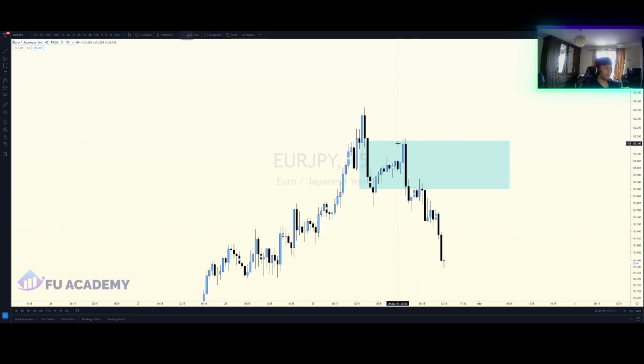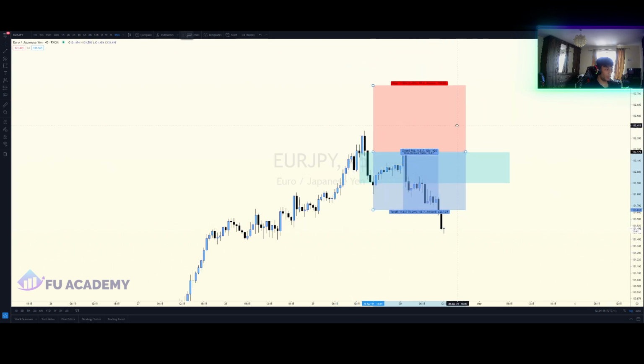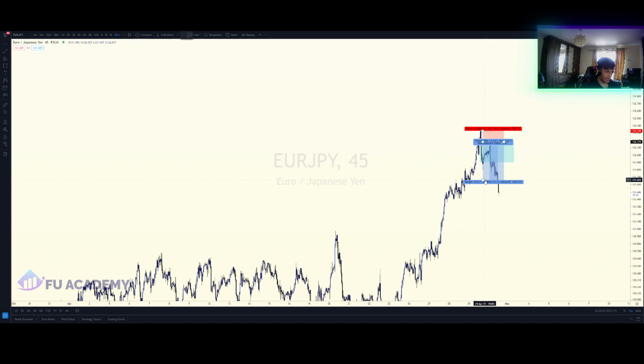Now my second confirmation would be it failed to break this high. Price failed to break this high. Now you can see right here that if I took my trade right off this area, from a 60 pip SL, we've now decreased our SL to a 15 pip SL. My take profit can easily be the same. We have a lot of imbalances right here, so I can still aim for this area.